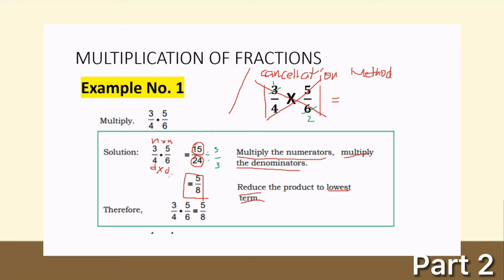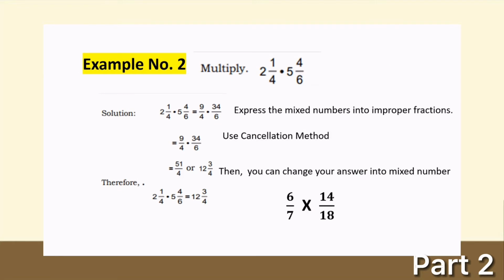Okay, next. Meron pa bang pwedeng i-cancel? Wala na. So, kung wala na, multiply the numerator. So, that is 1 times 5 equals 5. Then, multiply 4 times 2 equals 8. So, we have the same answer. Okay? Okay, so let us proceed with example number 2.